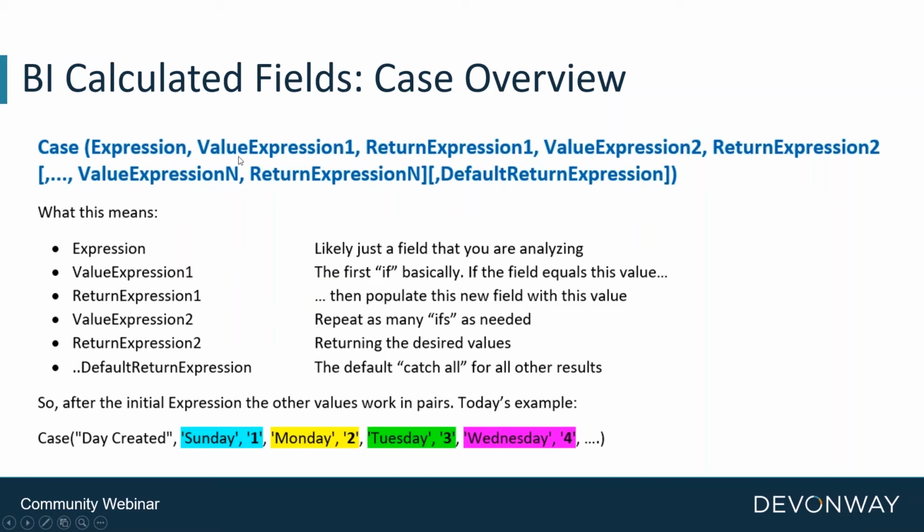And then after that, each of these expressions just work in pairs. So the first one is the first if, basically. So if we jump down here, we say if it's Sunday, then we bring back this first return, which is a 1. The second one is if it's a Monday, it brings back a 2. If it's a Tuesday, it brings back a 3, and so on. And you can list as many of those as you need in pairs, all referencing back to this first field. At the end, you can put a default catch-all. In my example, that wasn't needed.